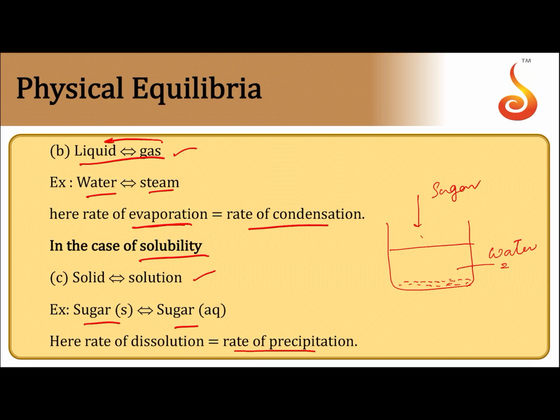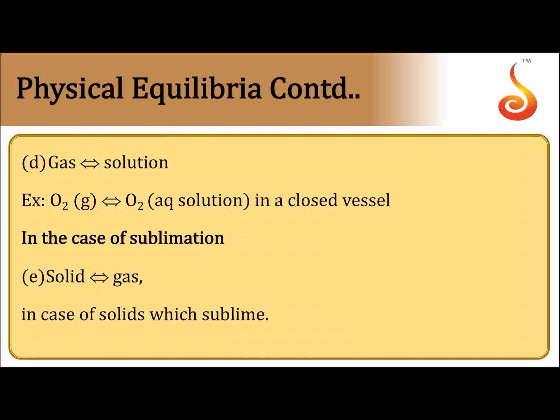Physical equilibrium can be between dissolved solute and solute in the solution. Dissolved solute will be in solution, undissolved will be in the form of precipitation. Between these two we have an equilibrium existing. It is also called physical equilibrium.